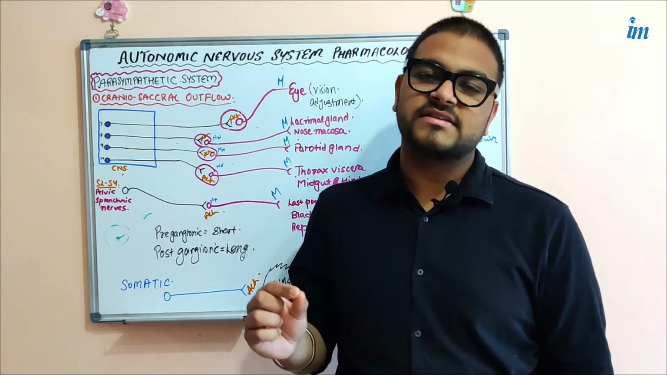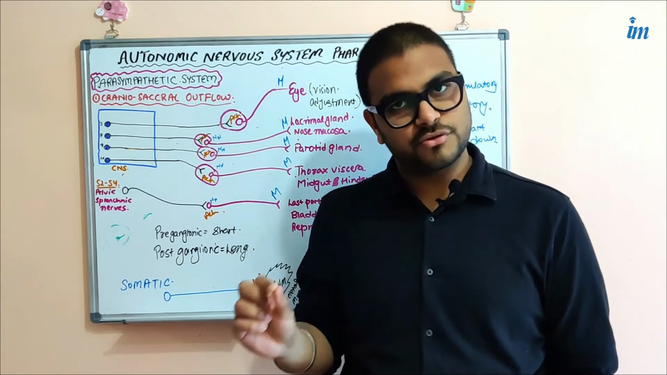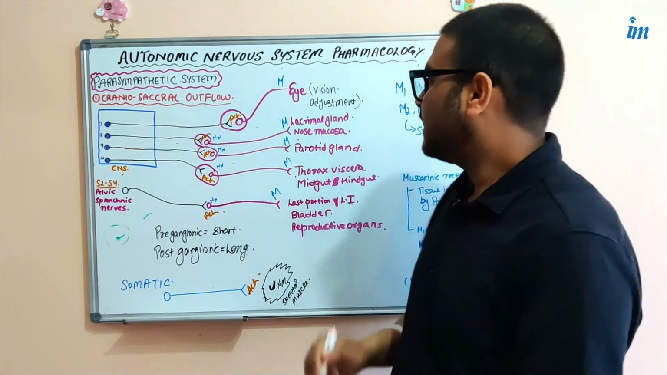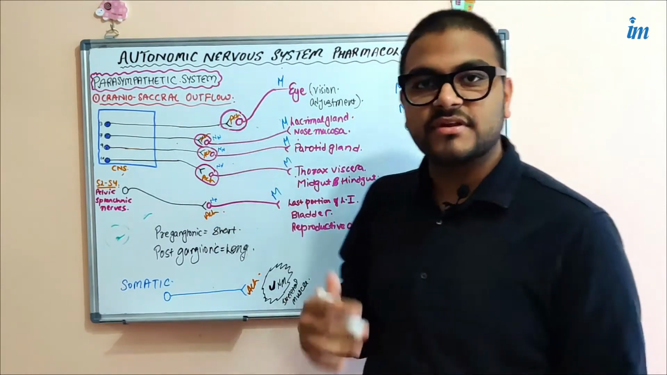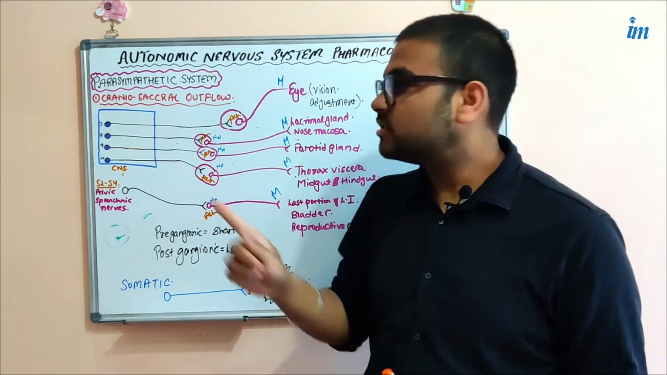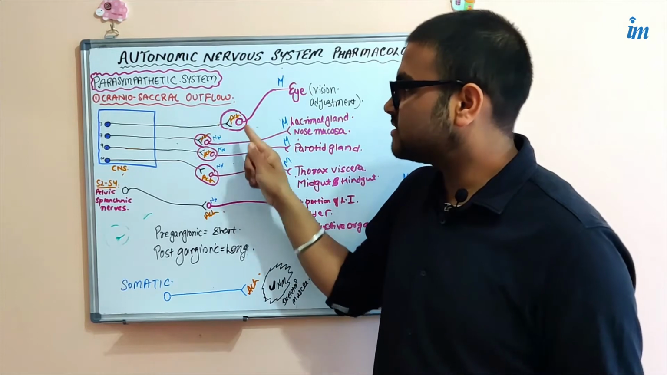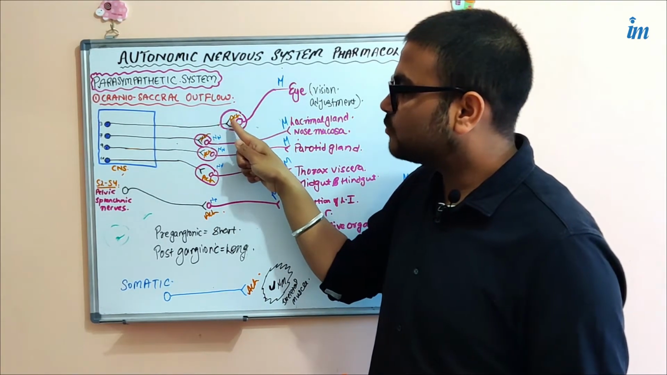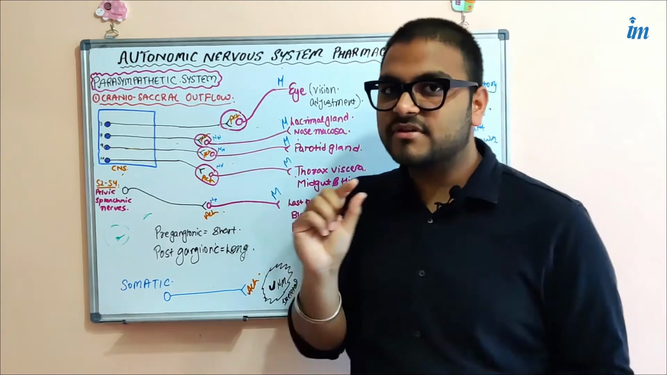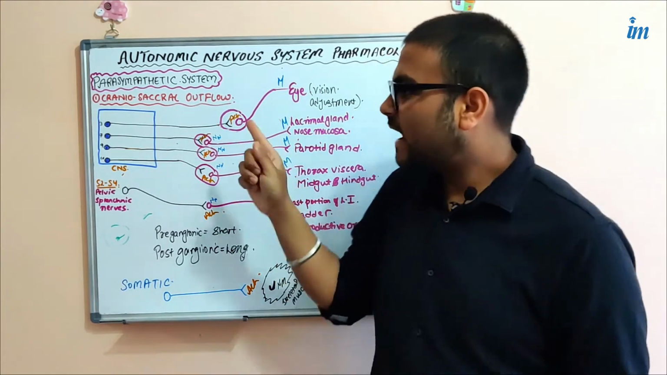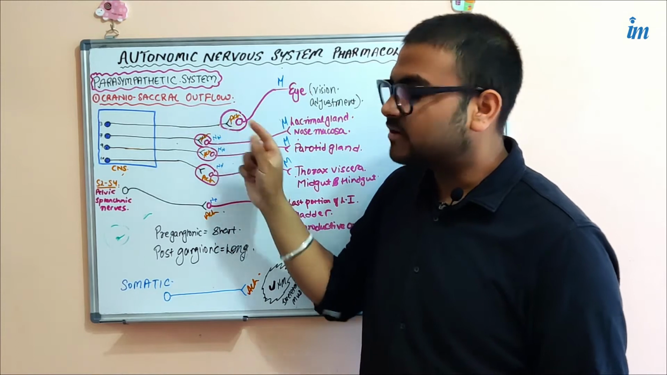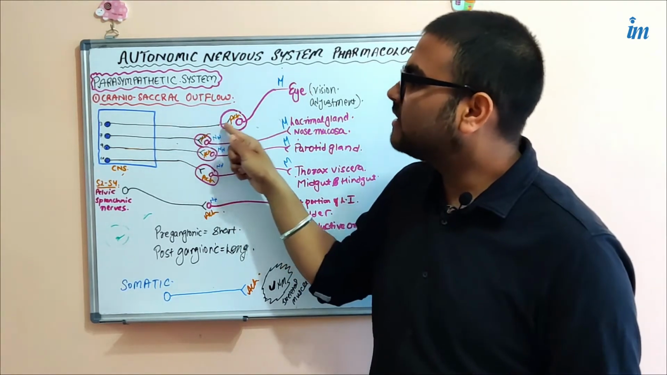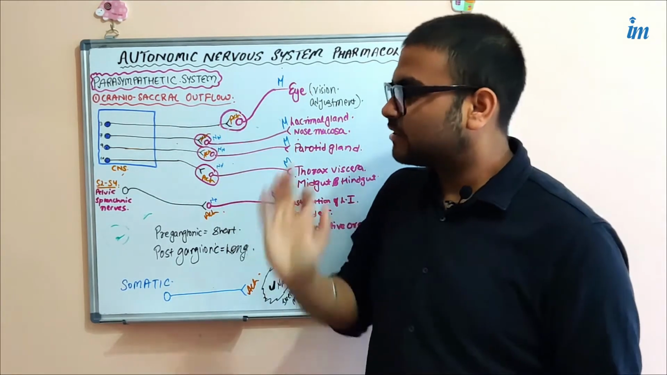It will release acetylcholine as the neurotransmitter, and acetylcholine will act on the receptor that are present on the postganglionic neuron. This is the postganglionic neuron, that is pink one. So on the dendrites of the postganglionic neurons, we have the receptors for the acetylcholine, and the acetylcholine was secreted by the nerve terminals of the preganglionic neurons into this ganglion.